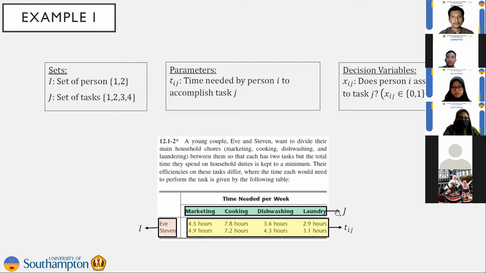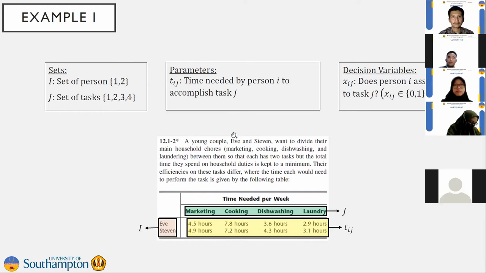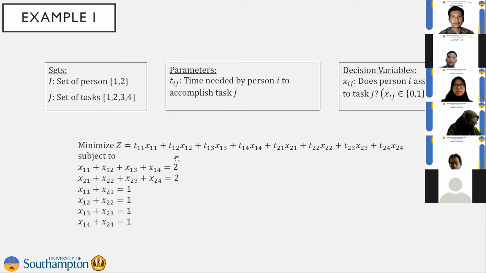And then after that, we should be able to know what kind of data we have that is relevant to this. Our goal is to achieve minimum time, so there needs to be a time variable. The example is very simple here. We can see the information on the time required for each person to complete a certain task. Tij is a parameter. It represents the time needed by person i to accomplish task j. So after knowing the variables, the sets, and the parameters and decision variables, we will then build the objective function and constraint function.